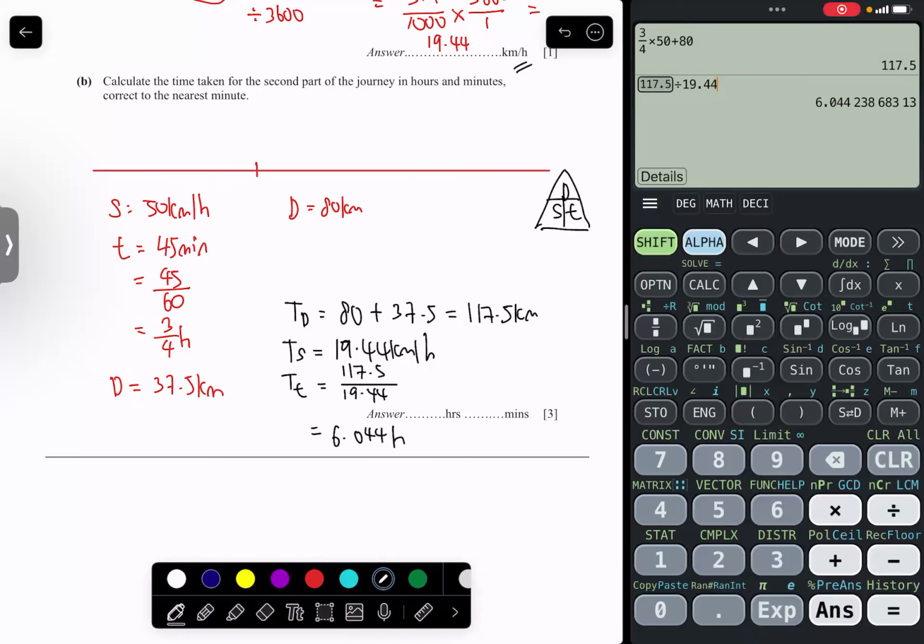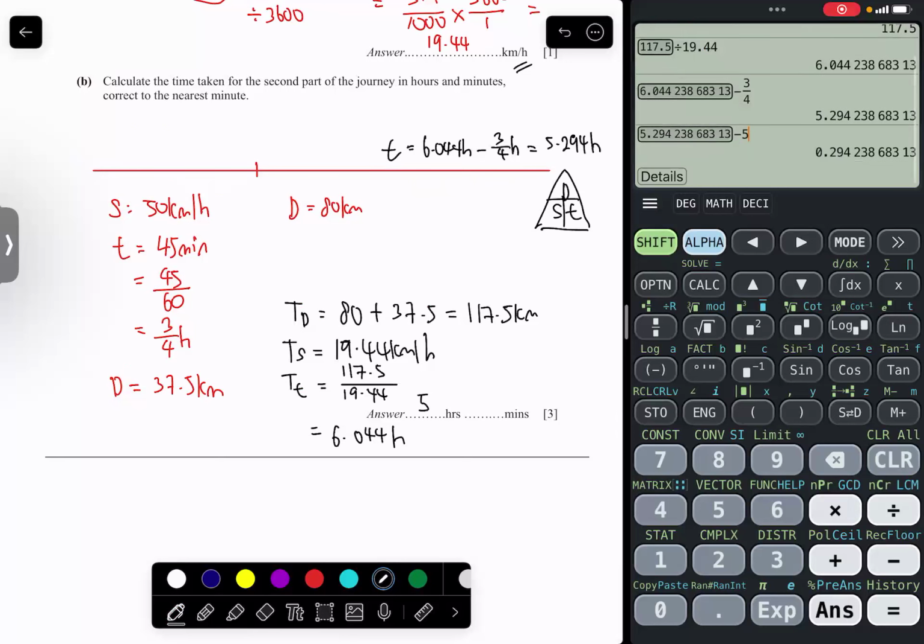Now, remember, we want to find the time down here. So the time down here will be 6.044 hours minus the starting 3/4 hour, which is 5.294 hours.